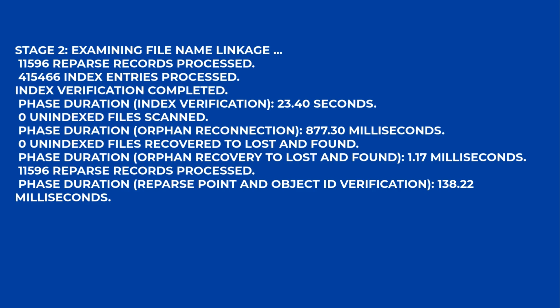Stage 2. Examining file name linkage. Stage 2 checks directory structure, how files are linked to folders. 11,596 reparse records processed. Reparse points include shortcuts, symbolic links, and OneDrive placeholders. 415,466 index entries processed. This is check disk scanning all directory entries.